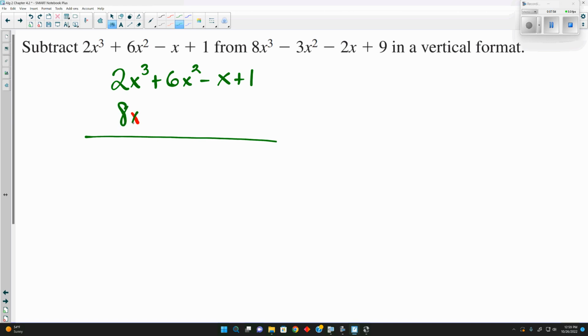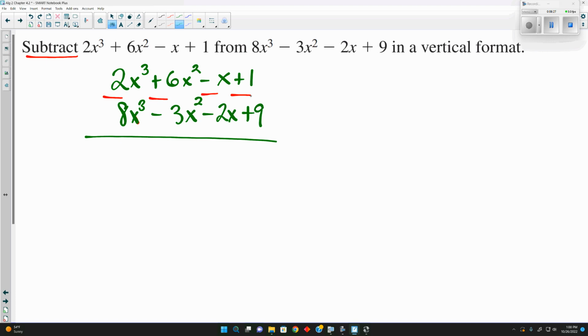Then we can write the second one with its terms matching up underneath. The cubes line up, the squares line up, x's line up, and our constant terms line up. And this time we're not adding, we are subtracting. And I'm going to put my subtraction symbol in each one of the spots. Each one of the sets of terms that we're subtracting. And then we can go on and subtract.